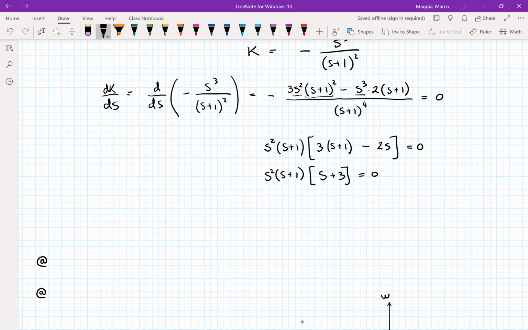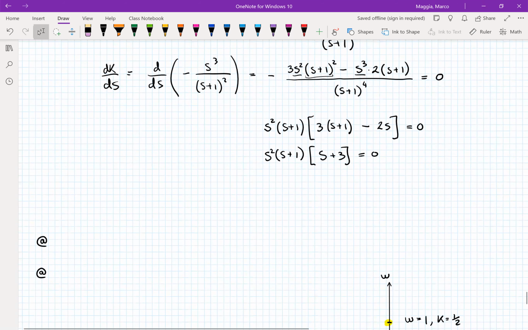All right, so we have 4 solutions to this equation. We have s equals 0 with multiplicity 2, then s equals minus 1, and then s equals minus 3. So let's now consider all of them, and according to our reasoning earlier, let's select the ones that might or might not be break-in or breakaway points.